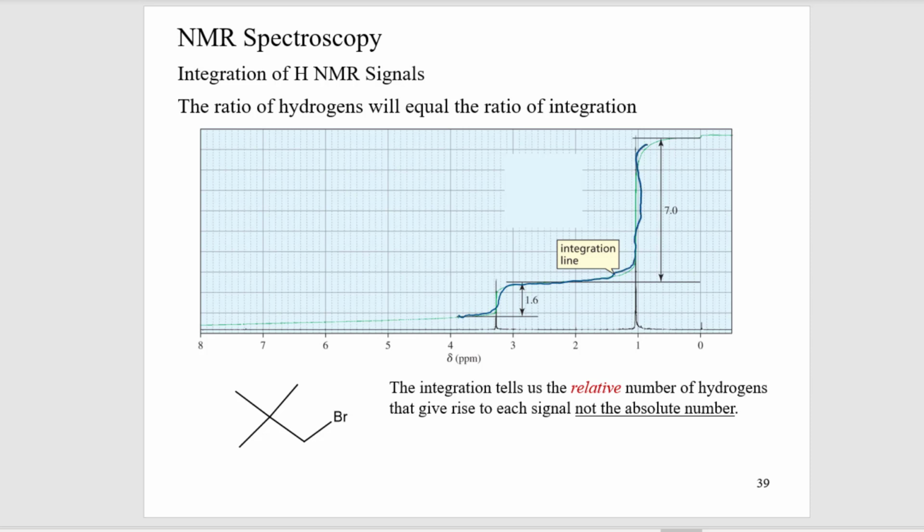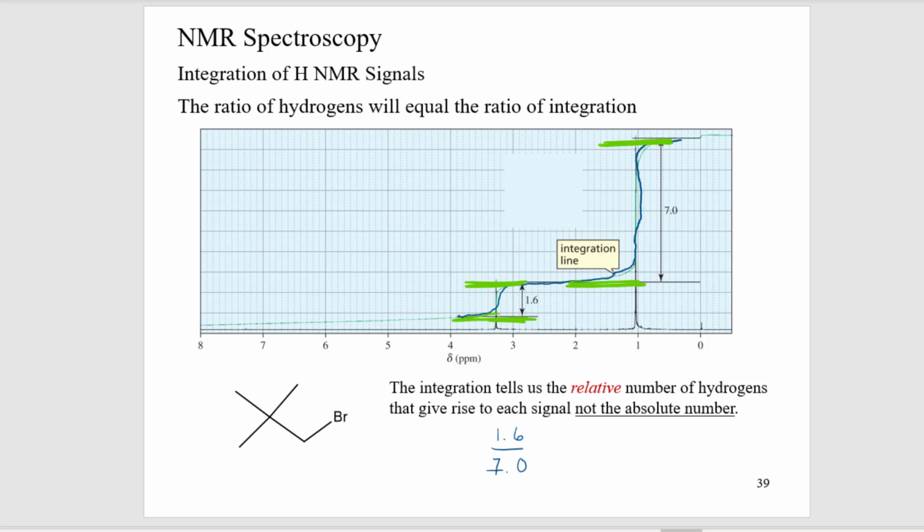The instrument does these integral trails. And if all you have on the instrument are these trails, what you can do is measure from the flat part to the flat part using a ruler and get a number in centimeters. And this ratio will actually give you the integral ratio. So if you look at this, you can see that it's a 1.6 to 7 ratio.